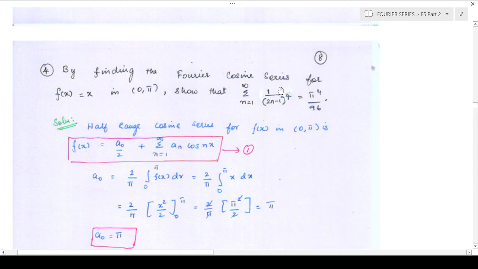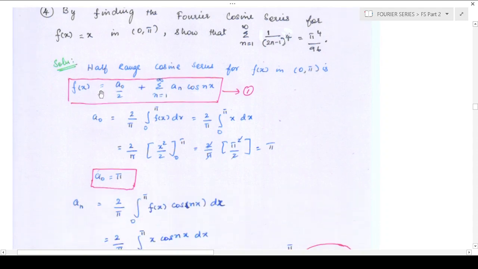Here, the Fourier cosine series for f of x equal to x in the interval 0 comma pi, show that 1 plus 1 by 3 power 4 plus 1 by 5 power 4, these are odd numbers, equals pi power 4 by 96. We have to deduce this. So the half range cosine series for f of x in 0 comma pi is f of x equal to a naught by 2 plus summation n equal to 1 to infinity a n cos nx. Mark it as equation 1.